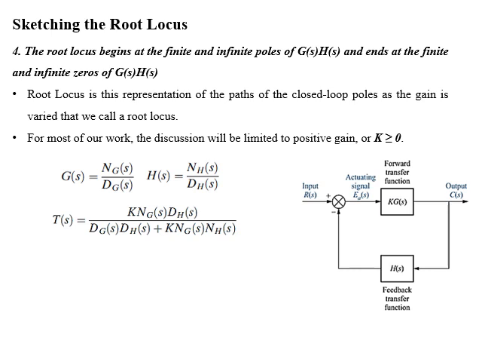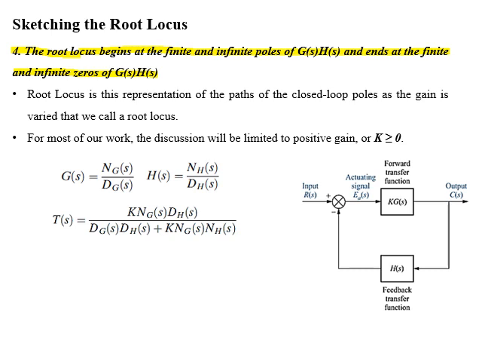Now the fourth rule is the root locus begins at the finite and infinite poles of open loop system G of S into H of S and ends at the finite and infinite zeros of open loop system G of S into H of S. Now this rule defines the starting and end points of the root locus, where the previous rule defined the region at which the root locus will exist on the real axis.